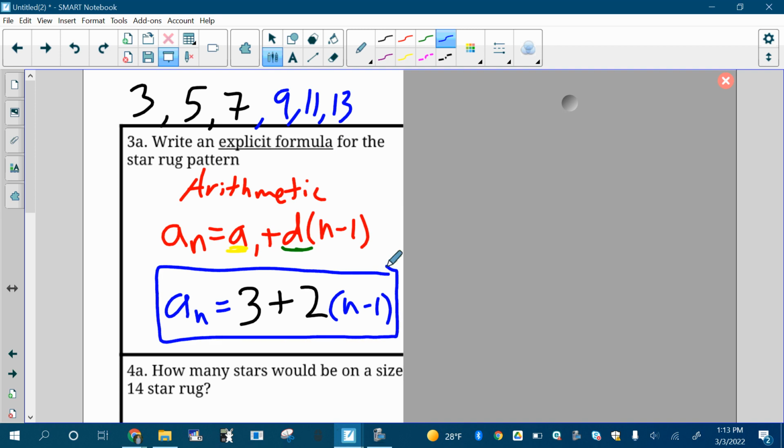Make sure you identify whether the pattern is an adding-subtracting pattern, so it's arithmetic, or whether it's a multiplying-dividing pattern, in which case it'd be geometric. That'll help you write the right formula.